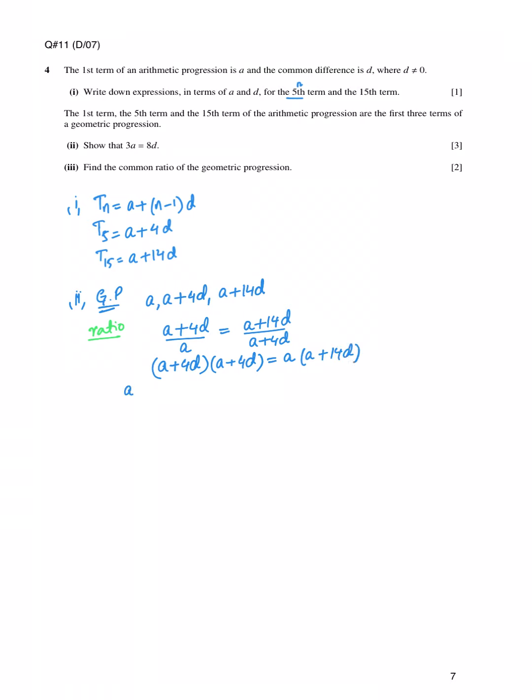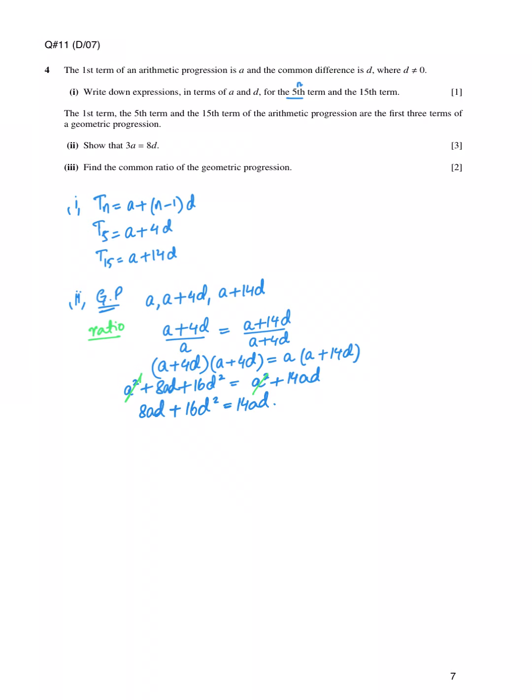Multiply the brackets, it will be a square plus 2 times a times 4d, that means 2 4s are 8d, so 8ad, plus 16d square equals a square plus 14 times ad. Now we can simplify the equation, so a square and a square cancel. The leftover part we have is 8 times ad plus 16d square equals 14 times ad.